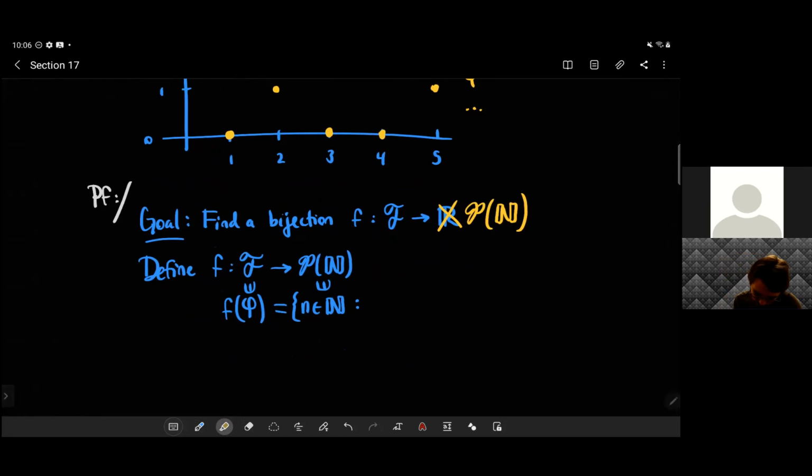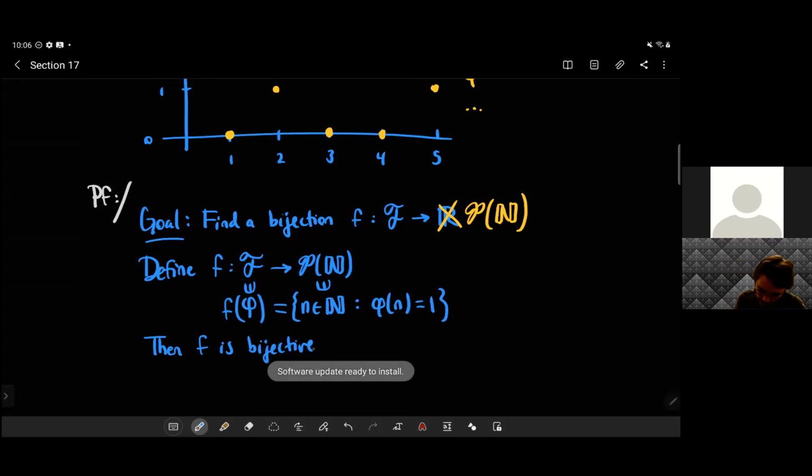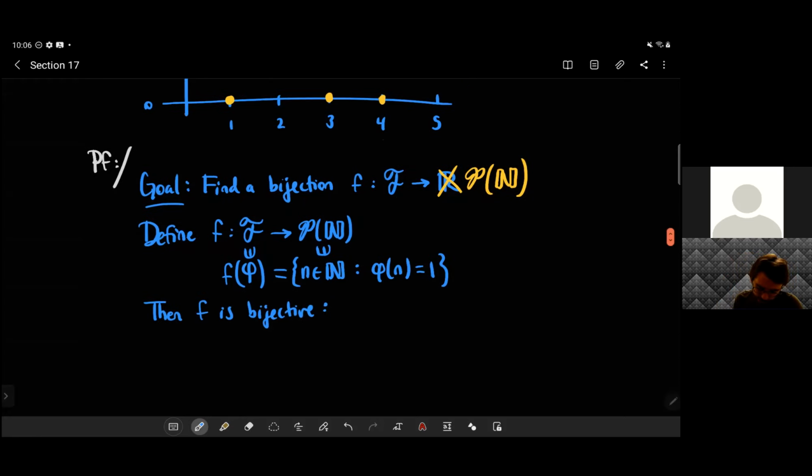I didn't make myself much room there. Apologies. The set of all natural numbers such that phi of n equals 1. Hopefully you agree with me then that that's a subset of the naturals. So it's an element of the power set of the naturals. And the claim is this is bijective, right? And by now we're just kind of feeling around in the dark and hoping something works out. So let's check that it does.